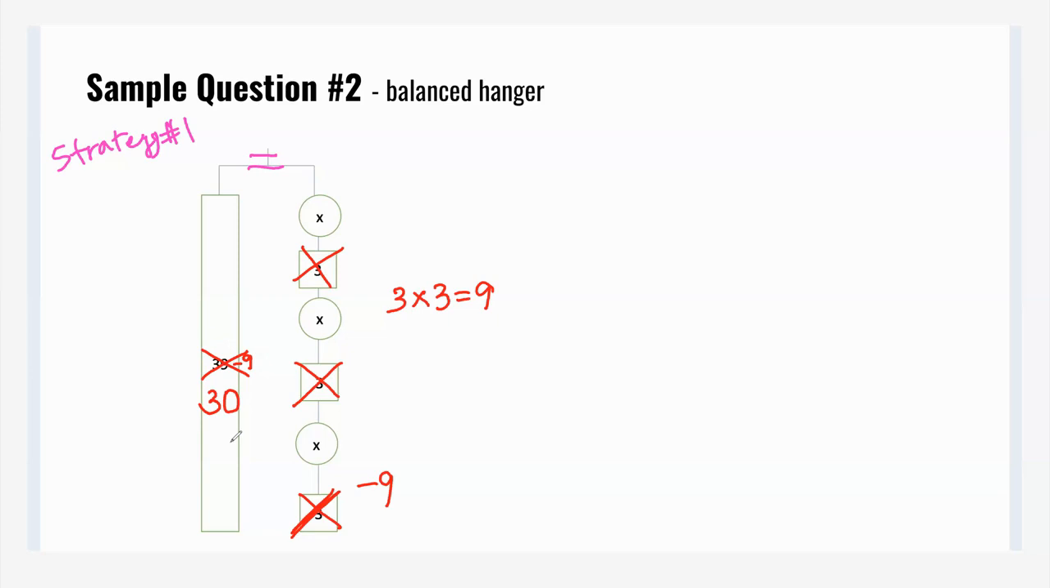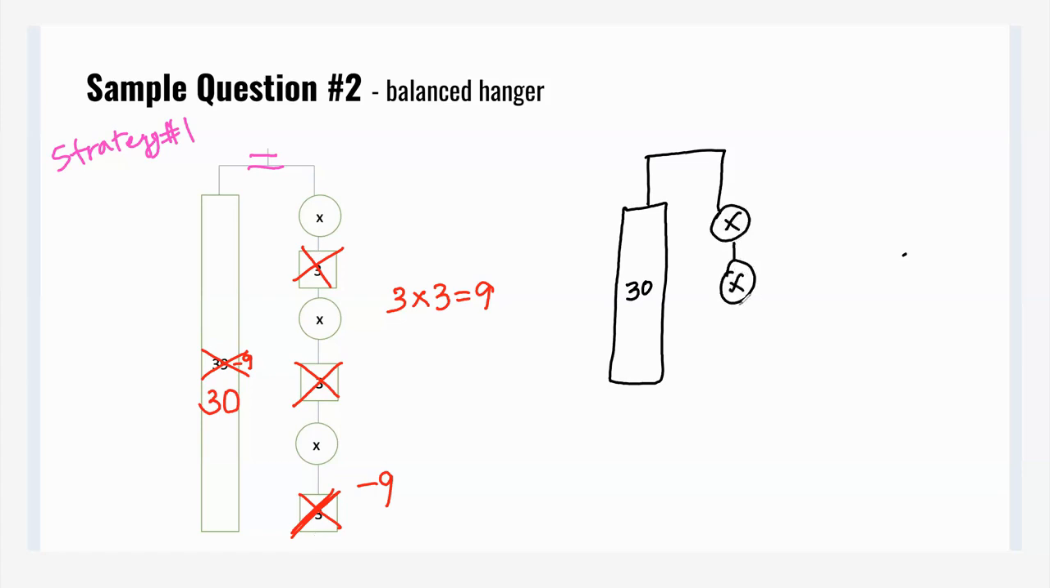In a simplified version of this hanger diagram, to clean up what we had already dropped, I am just left with 30 on the left side. And because I no longer have the square boxes here, I only have the 3 x's. Do notice that each circle with the same variable inside will need to have the same exact value.